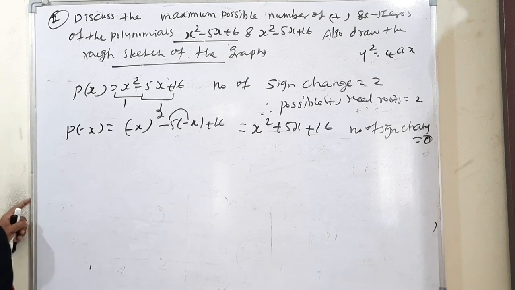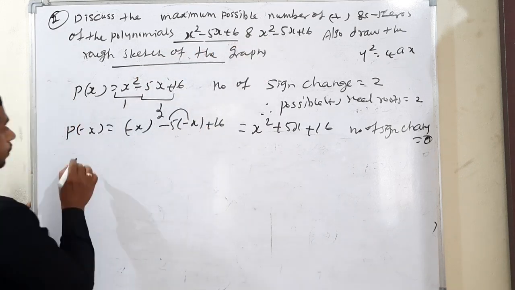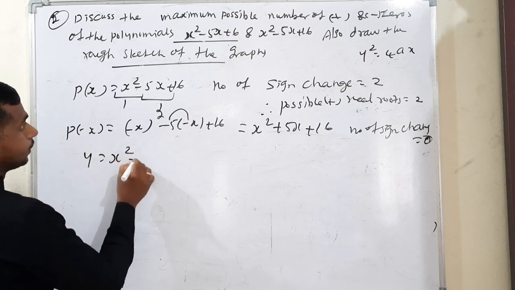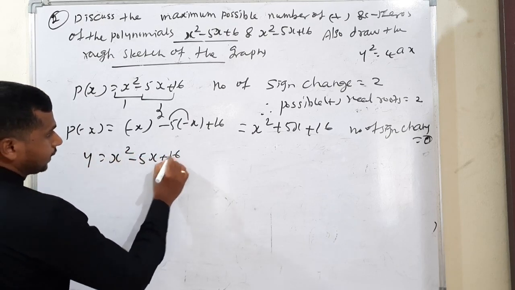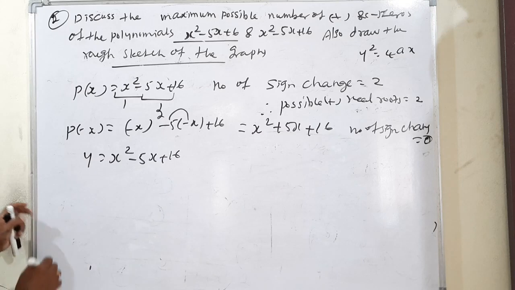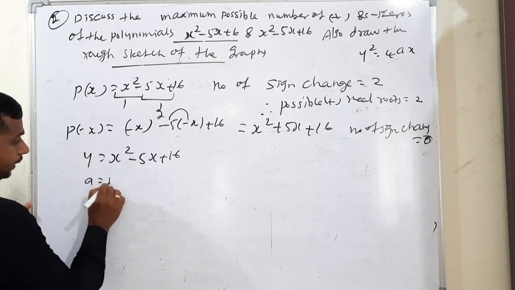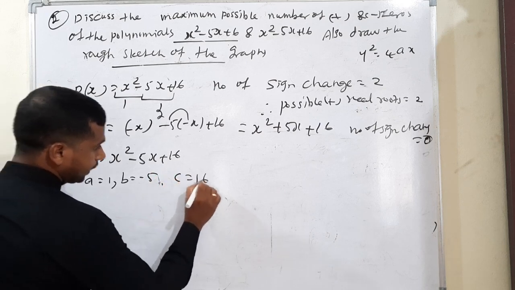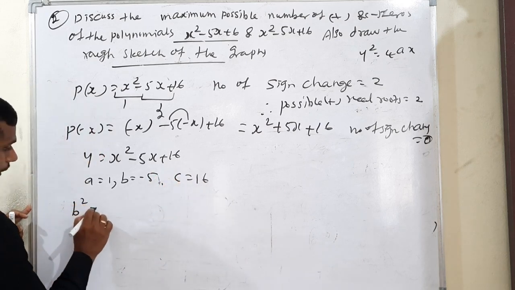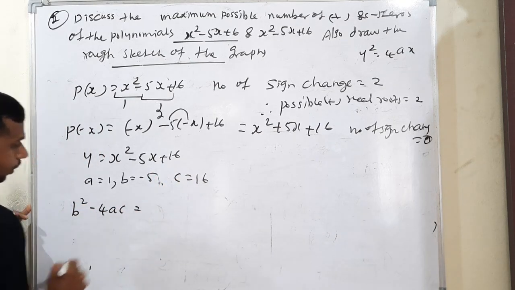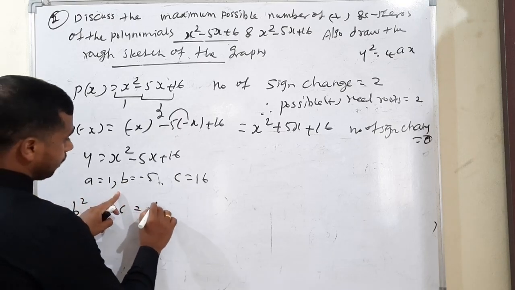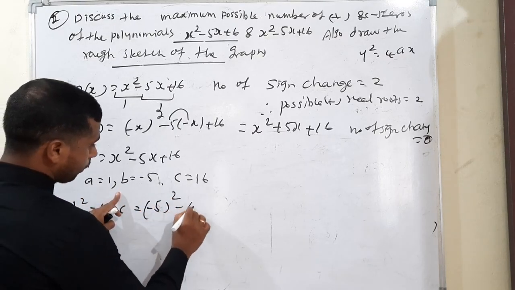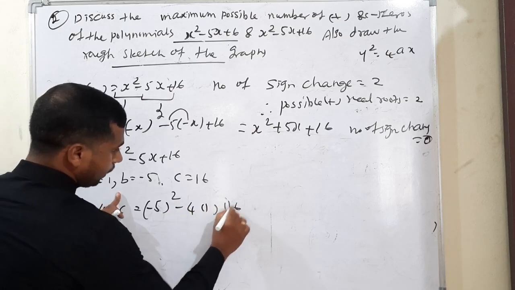So to draw the rough sketch, first we have to consider y. So y is equal to x square minus 5x plus 16. Here the product rule is not possible. You have to take the basic quadratic form. a is equal to 1, b is equal to negative 5, and c is equal to 16. B square minus 4ac means what will happen? B square minus 4ac, b square means minus 5 the whole square, minus 4 into 1 into 16.